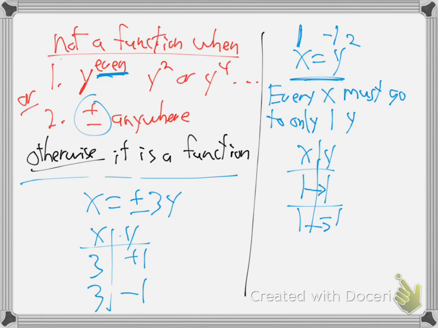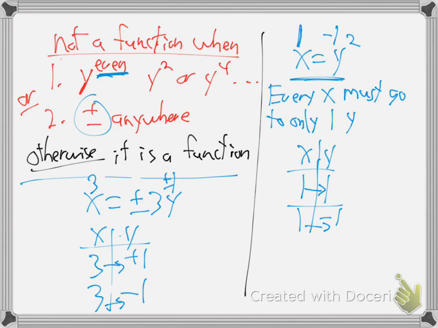Wait, I am totally confused now. Is that right? Plus or negative, just negative. Yeah, that's right. Because if x is 3, y could be 1 or negative 1. It would times 3 would be 3. Right, two options. That's the same x going to two different y's, isn't it? So that wrecks it. So those are the two things we look for. Even power on y or plus or minus anywhere, it's not a function.